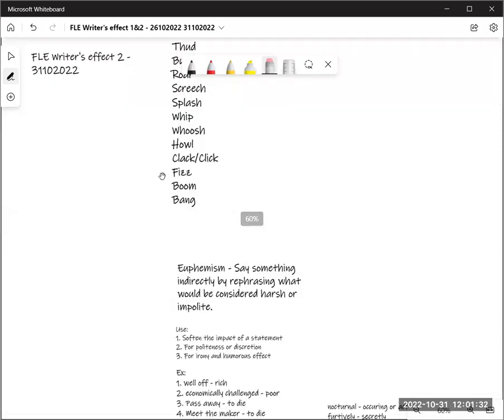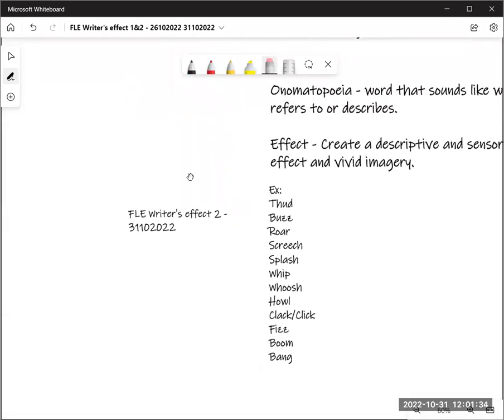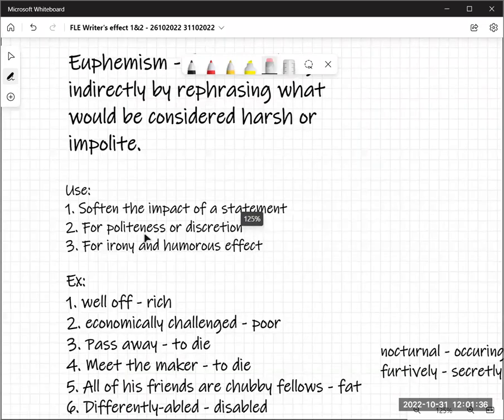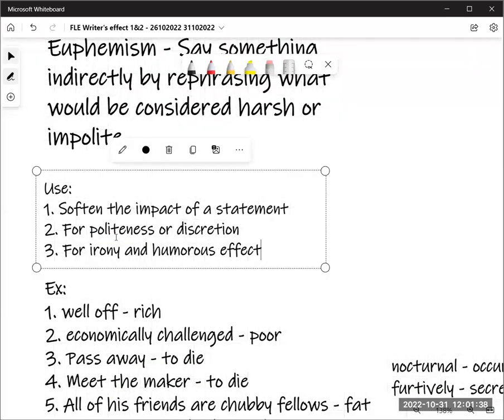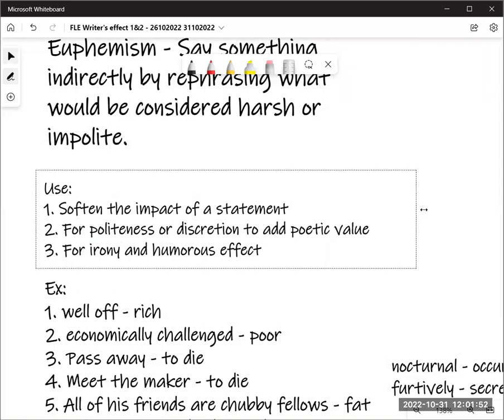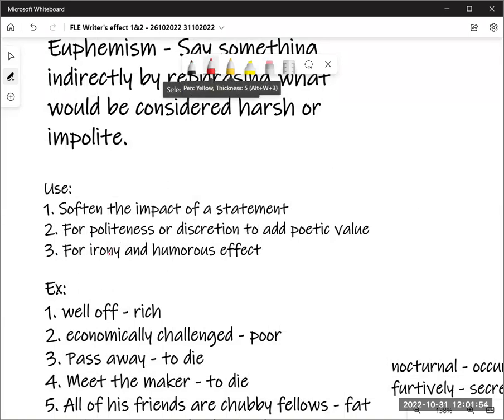The understatement is kind of similar to this, but you should realize that, let's say, add one more use over here. Let's just say one more use: for politeness or discretion, to add poetic value. But the main use is irony and humor. Is that clear?